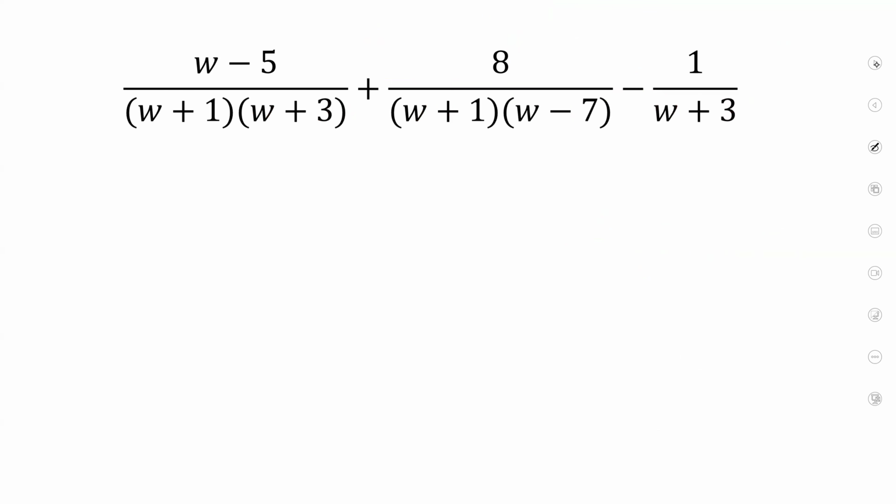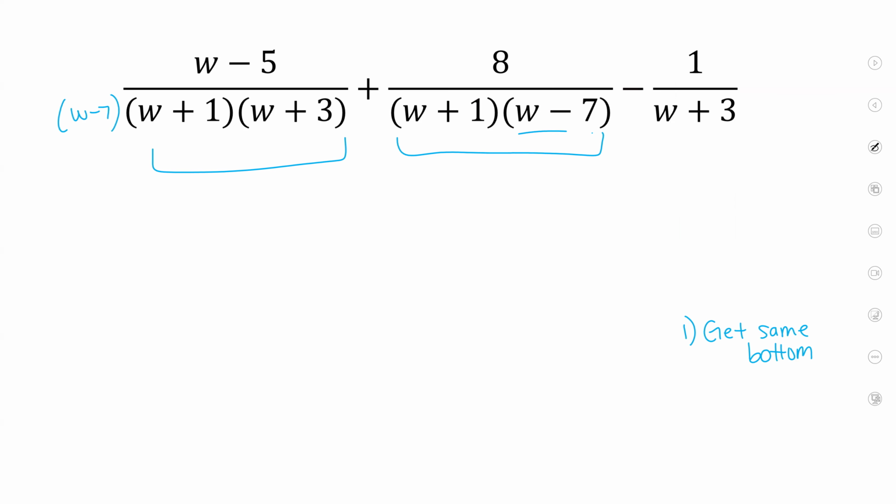Next. This one, don't worry, remember, step 1 is to get the same denominator. Get the same bottom. So let's just look at these first two. Well, this one needs a W minus 7 because this one has a W minus 7, and this one needs a W plus 3. Okay, so they each have the same thing. W minus 7s, W plus 1s, W plus 3s.